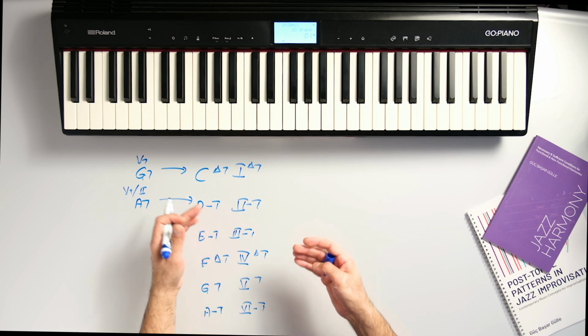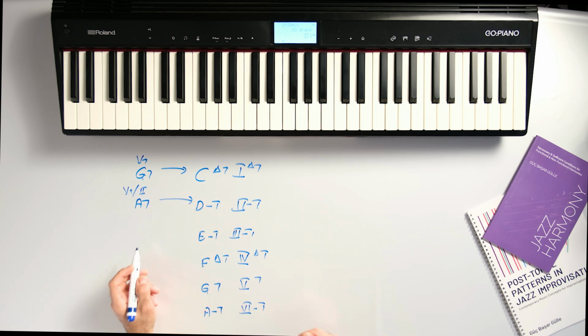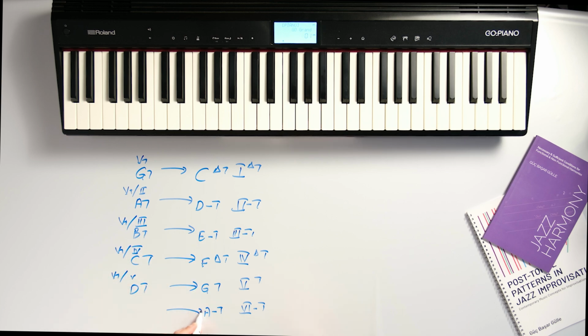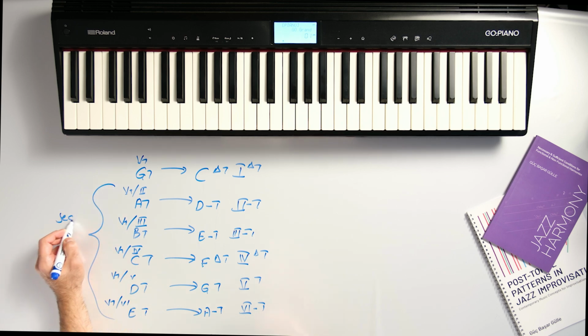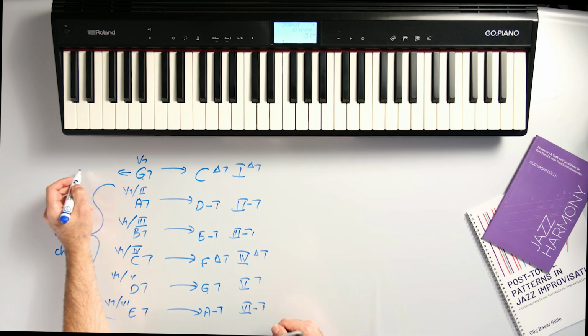When we take this model and apply it to the rest of the diatonic chords, we have B dominant 7, 5-7 of 3. We have C dominant 7, 5-7 of 4. We have D dominant 7, 5-7 of 5. And then we have E dominant 7, which is 5-7 of 6. Okay, we call these secondary dominant chords. And this is our primary dominant.